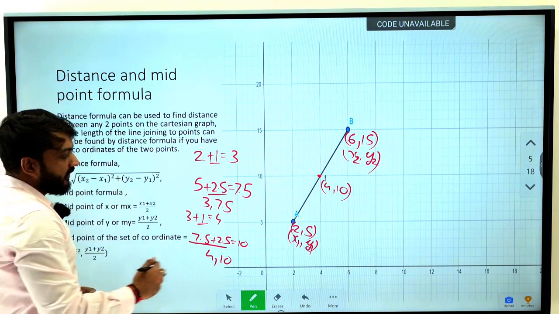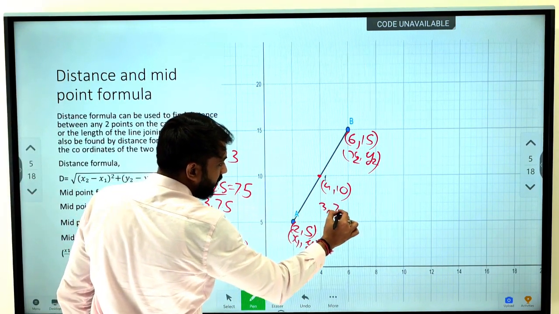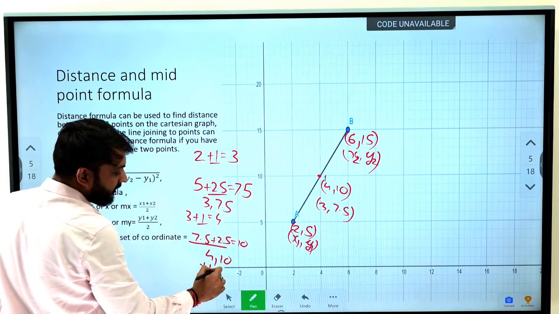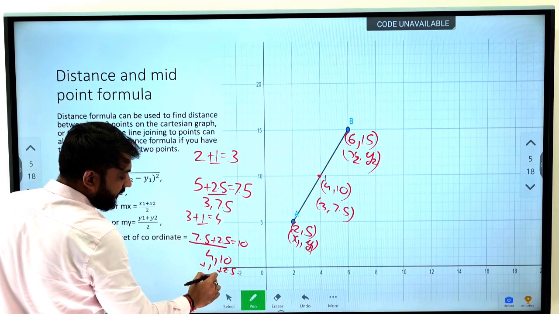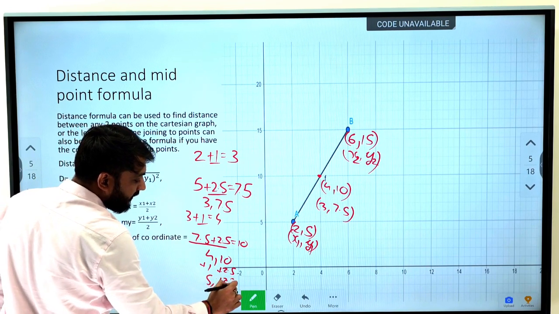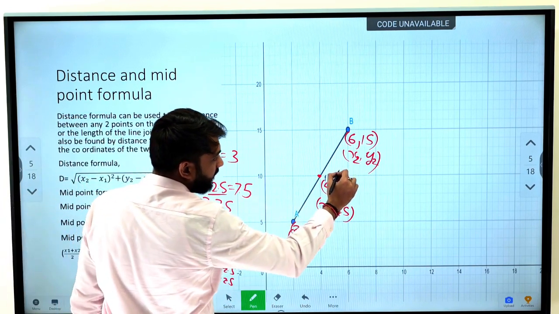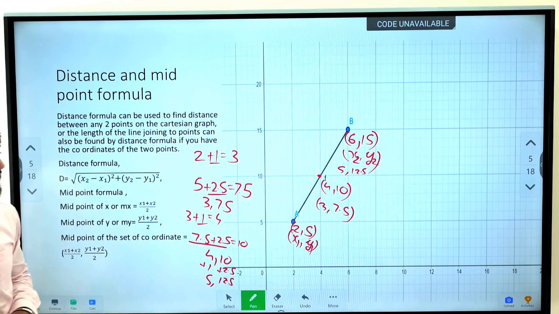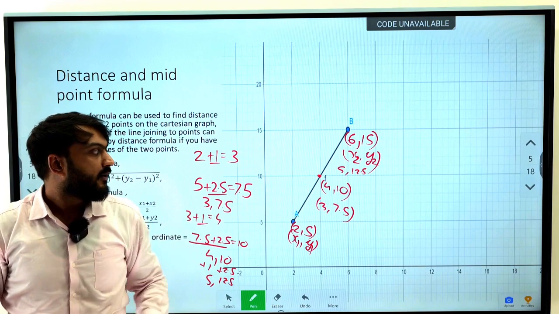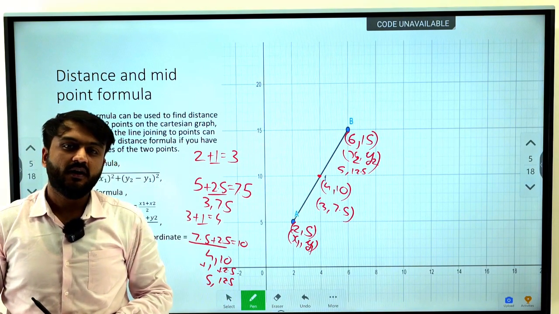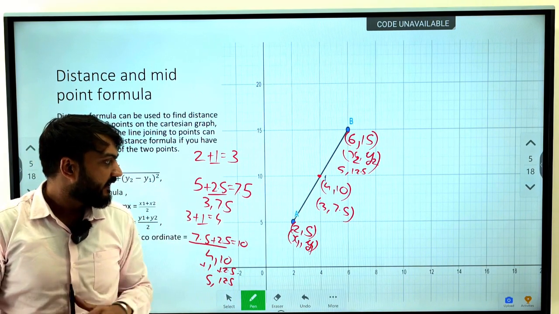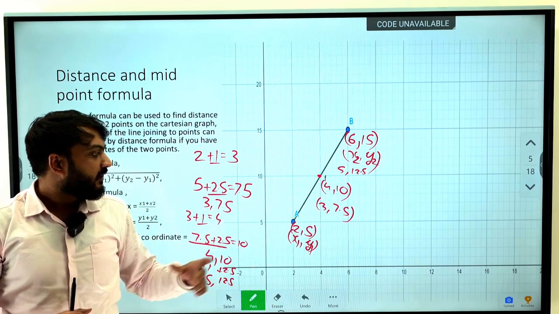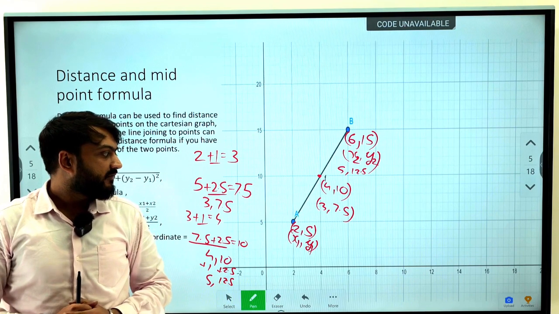So we already have (3, 7.5), (4, 10). In the next point, if you extend this further, plus 1 and plus 2.5, it would be (5, 12.5). Right? So the next point here would be (5, 12.5), which will also be a part of this line. This line ending on B, which is (6, 15). Now if you see, the gradient would make much more sense. As x increases by positive 1, y increases by the value of the gradient.